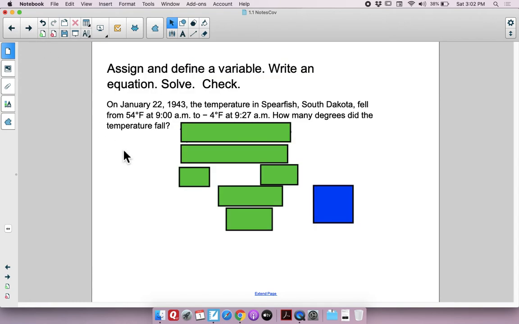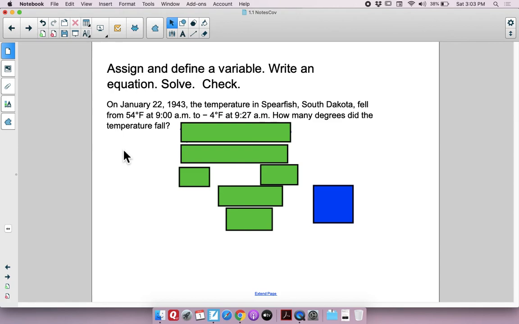Okay, here's an interesting one. On January 22, 1943, the temperature in Spearfish, South Dakota fell from 54 degrees Fahrenheit at 9 a.m. to negative 4 degrees Fahrenheit at 9:27 a.m. How many degrees did the temperature fall? I really want you to try this one on your own. Again, assign and define a variable, then write an equation, solve, and check.